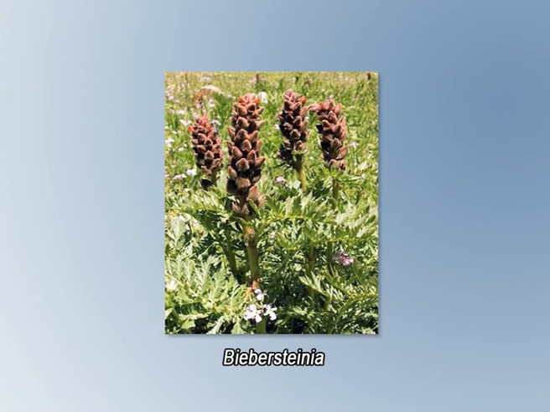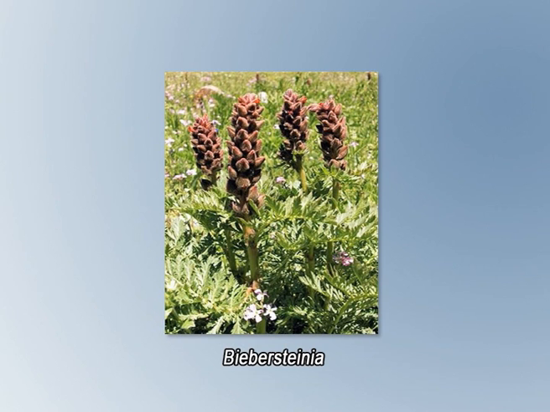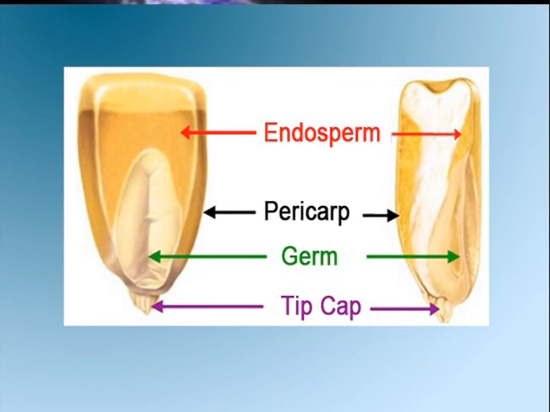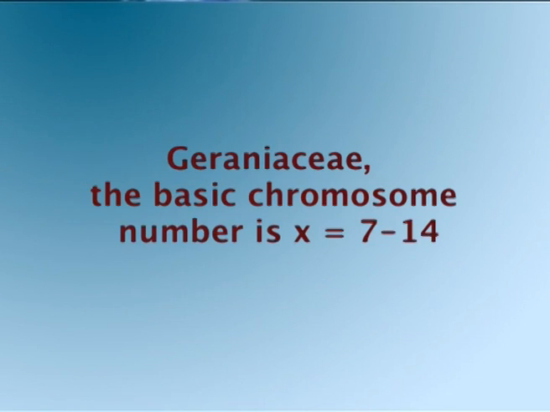The genus Bibersteinia was earlier included in the family Geraniaceae. Takhtajan, 1987, recognized a separate family Biebersteiniaceae for the genus Bibersteinia on the basis of presence of endosperm and basic chromosome number X = 5. In Geraniaceae, the basic chromosome number is X = 7 to 14.